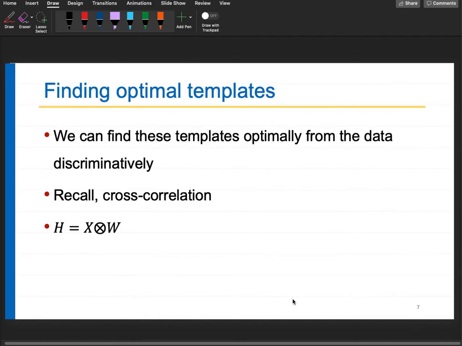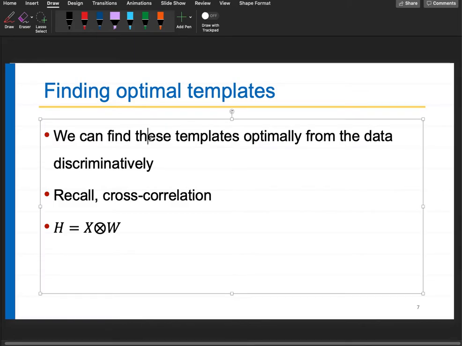Now, can we do it better? Can we find optimal templates? Not handmade templates, but some optimal templates which can give better performance, right? And it will also save experts' efforts. We can find these templates optimally from the data by designing models, by training discriminatively. What is the meaning of discriminatively? Anybody remembers from the last class?